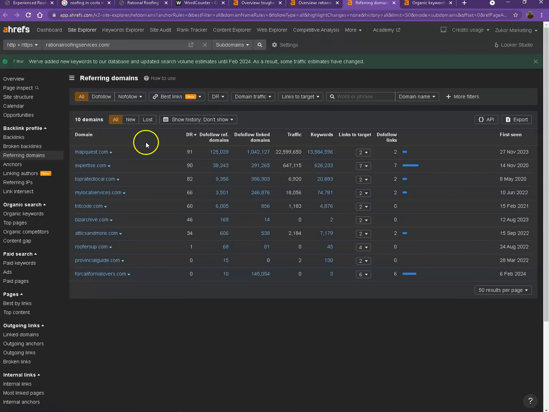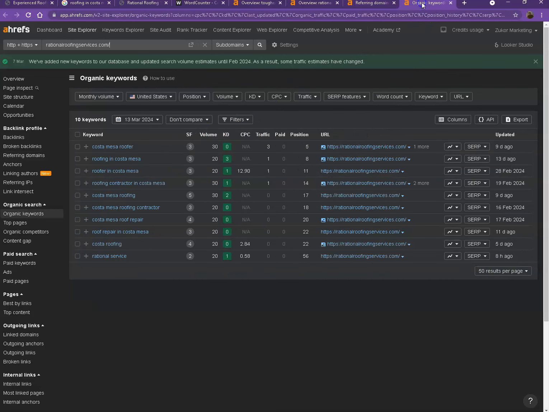So starting off with the referring domains, these are all the directories they're currently listed on that bring them a lot of attention and a lot of traffic. That's why they're also ranking higher in the searches.